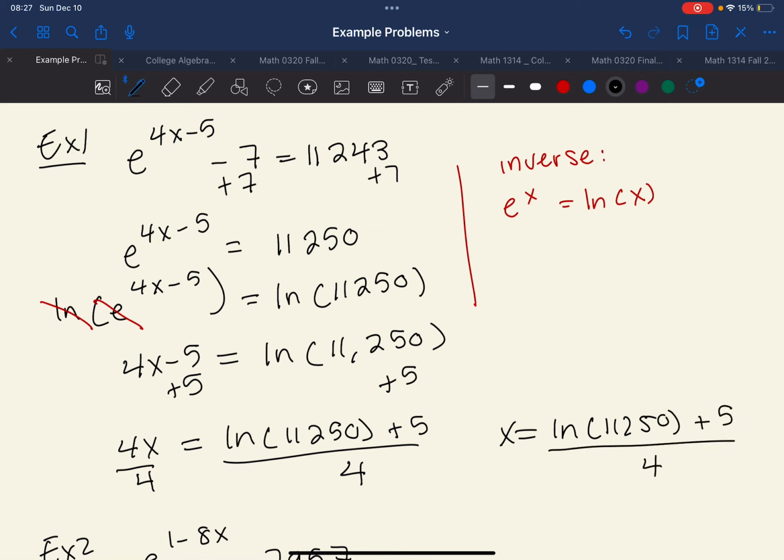So I can type that into my calculator, and I will get a decimal answer. So first let me do that natural log of 11,250. Okay, then I'm going to add 5 and then divide by 4. So I get x is approximately 3.58. Okay, so these are both answers. One is leaving it in natural log form and one is turning it into a decimal. Either one would be acceptable. Okay, let's look at the next example.